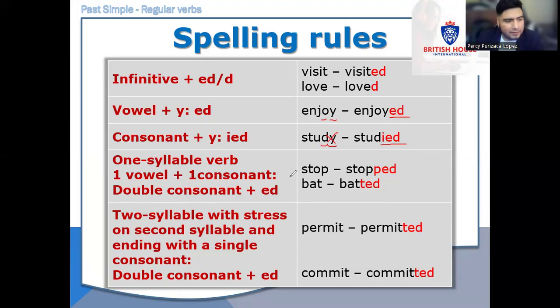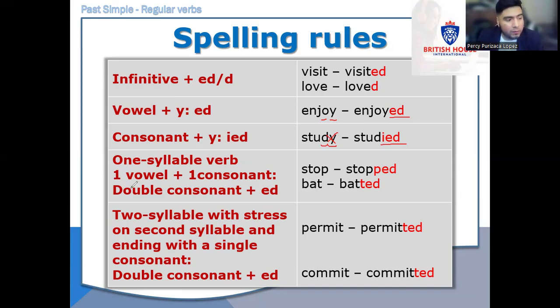And it says that first of all, you need to analyze if the verb has one syllable. For example, stop. Stop has one syllable. Bad has one syllable. So if you have this first condition done, it's all right. We can apply this rule.